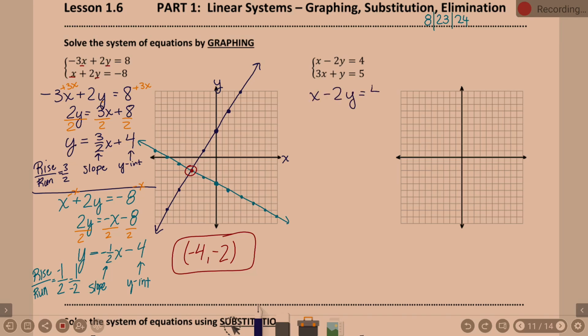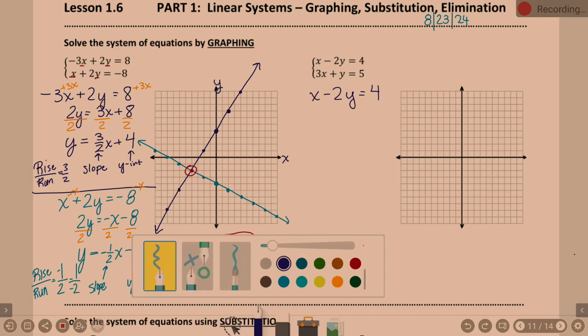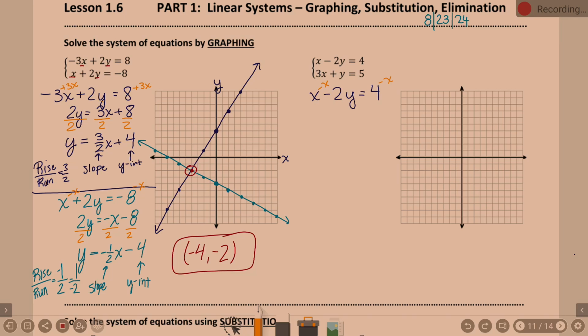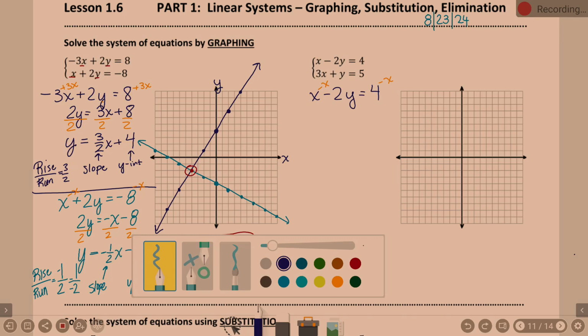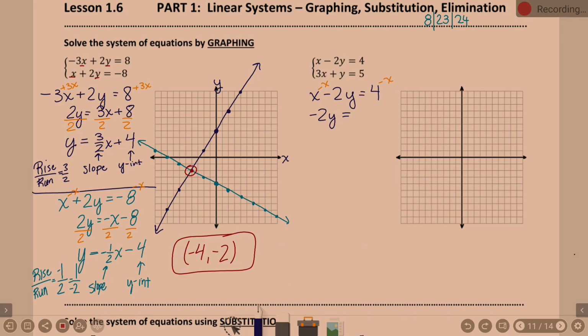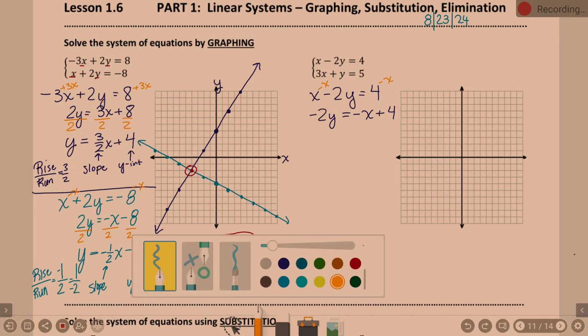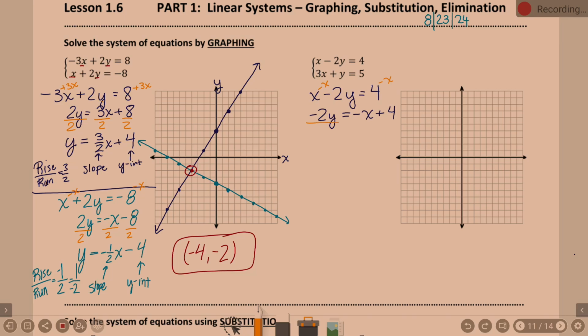x minus 2y equals 4. We want to graph this. What would you like to do first? We can do this a couple of different ways, but if we're trying to get the 2y by itself, we can subtract x. So then I have negative 2y equals 4 minus x, or negative x plus 4. Since it's negative 2y, we want to divide everybody by negative 2.